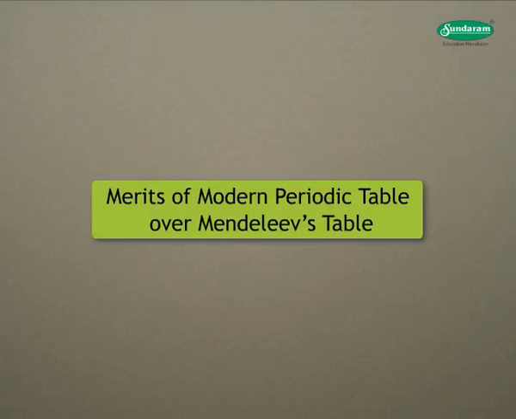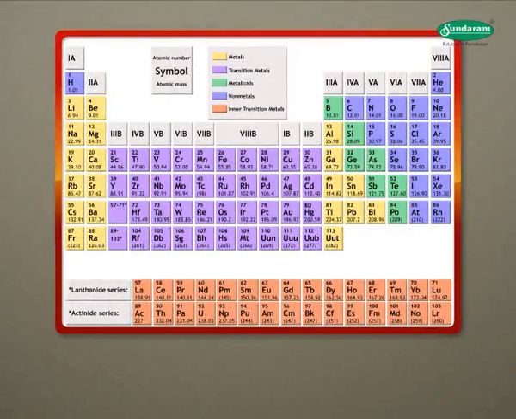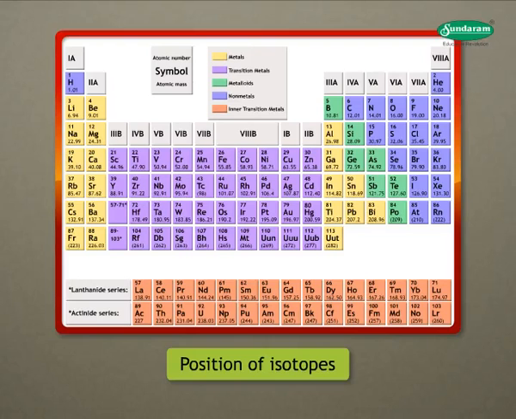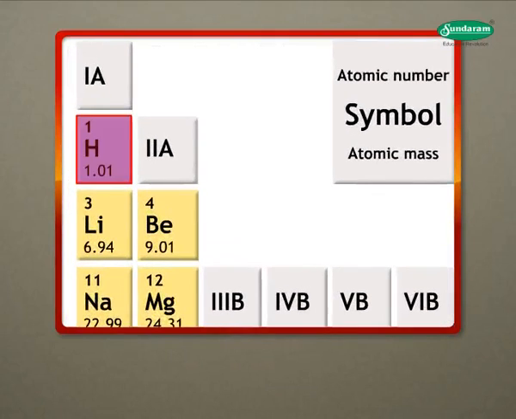Let us see the merits of modern periodic table over Mendeleev's table. All isotopes of the same element have different masses but same atomic number. Therefore, they occupy the same position in the modern periodic table. For example, you can see in the table that hydrogen has one place despite having 3 isotopes.